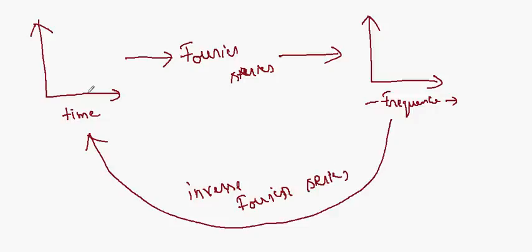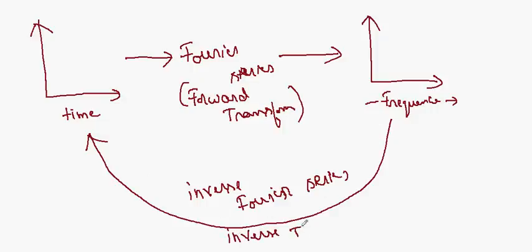So this transformation from time domain to frequency domain using Fourier series can be called a forward transform, and the opposite of that using inverse Fourier series is nothing but inverse transform. So why did I talk about the transformation here, maybe the time domain to frequency domain? What is it that we achieve with respect to vector quantization?